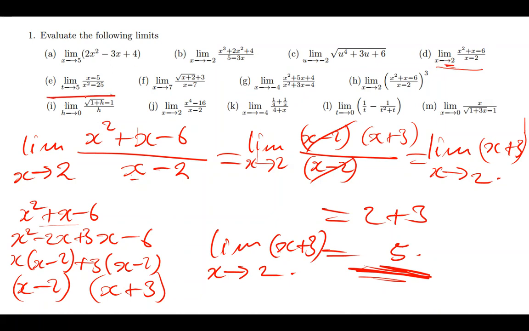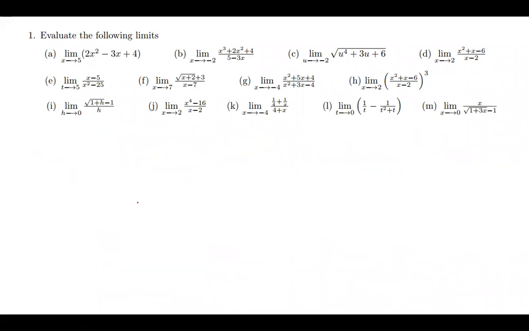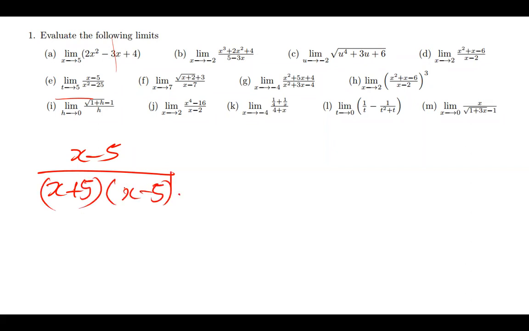Let's also look at this one. This one, you also do the same. You are going to have x minus 5 on top. Then down there, when you put 5, it's 25 minus 25, which is 0. So how do you do that? The down part there is a difference of 2 squares, which can be written as x minus 5 times x plus 5. So you can see that this x minus 5 and that will cancel.